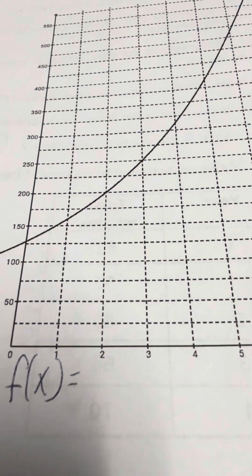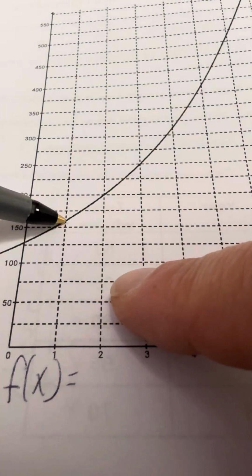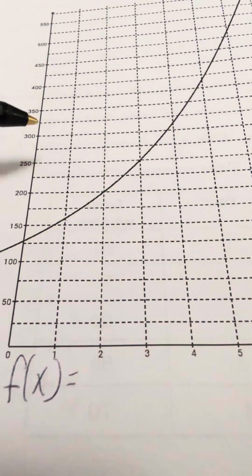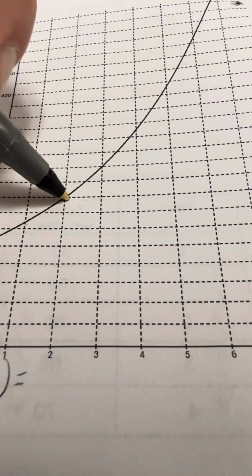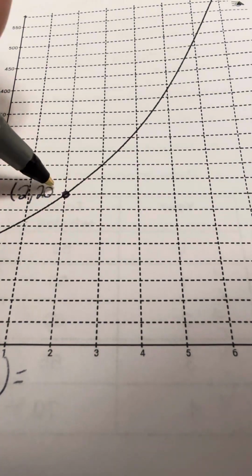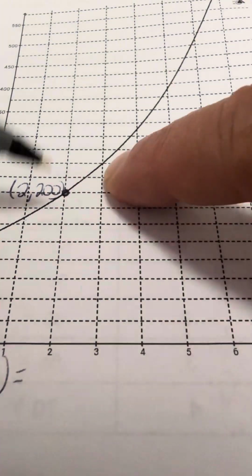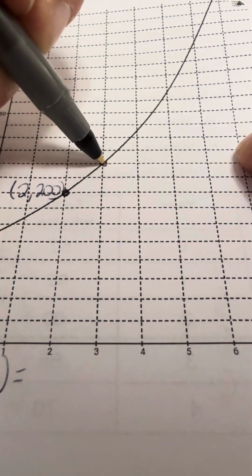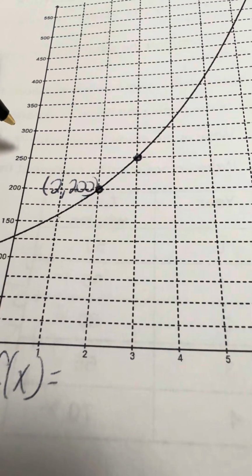So I'm going to look at 1, and if I look at 1, you'll notice that 1 is not a good set of numbers here. However, 2 works out. It's on 200. So I'm going to use this one. So this is at (2, 200). And then I'm going to look at 3. 3 is also a nice good number. That is at 3, and this is at 250.